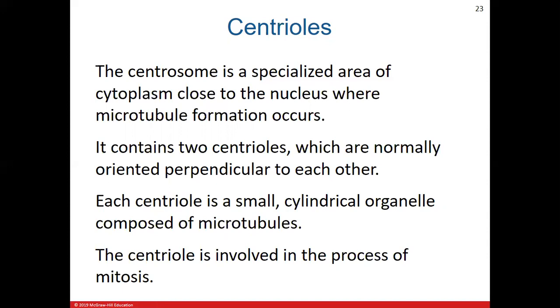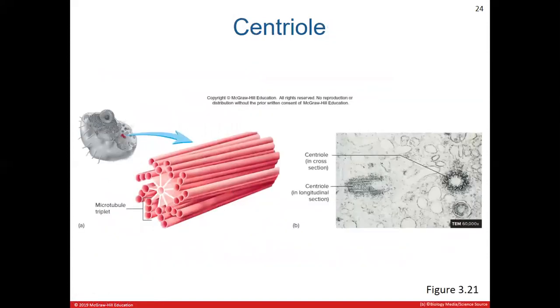And usually you'll see these set in a cell end to end or perpendicular to each other. This is the location where microtubules will be produced, and that helps in the process of one type of cell division, which we'll look at shortly, called mitosis.